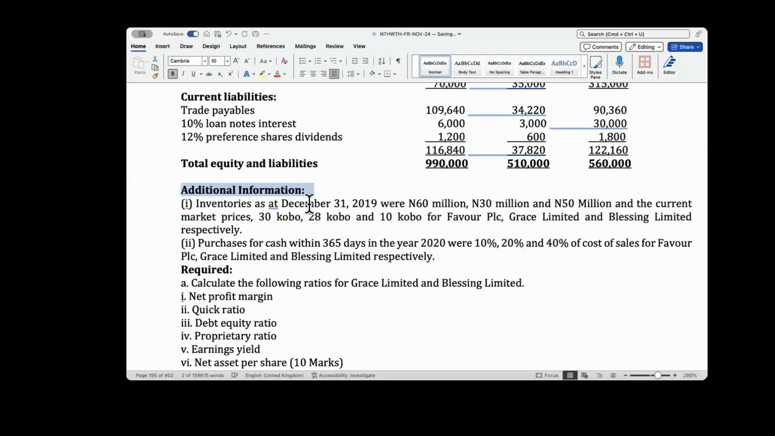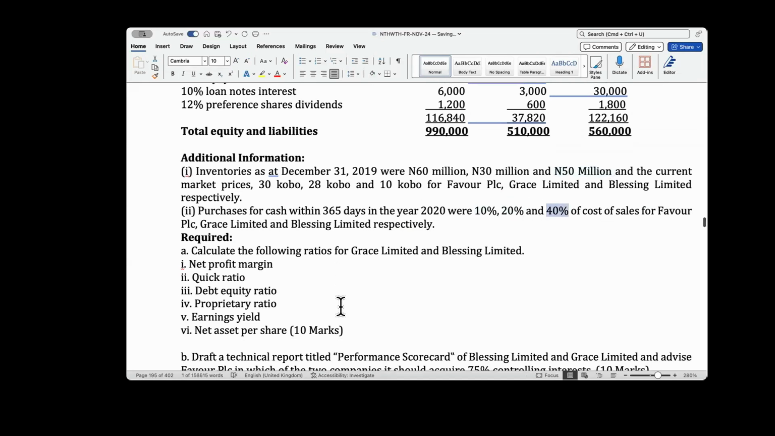It says inventories as at the end of 2019 were this, and this. And the current market prices are this for Favor, Grace, and Blessing. They said purchases for cash within 365 days in the year 2020 were this, and 40% of cost of sales for Favor, Grace. Now let us compute these ratios.